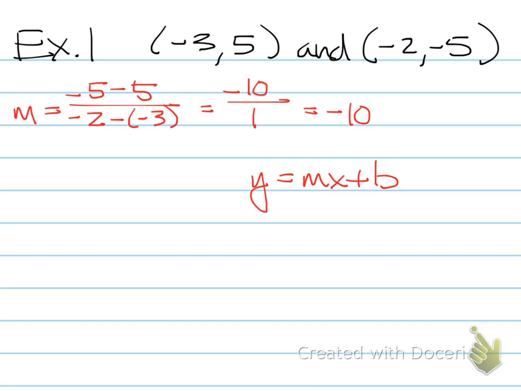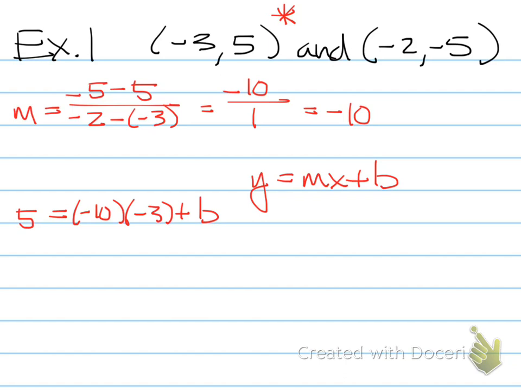And this is the slope-intercept form of a linear equation. We're going to go ahead and use that first coordinate. So the y coordinate of that point that we have indicated is 5. The slope is negative 10, so we plug in negative 10 for m. And the x coordinate of the point that we're using is negative 3, so we plug that in for x. And then solve for b.